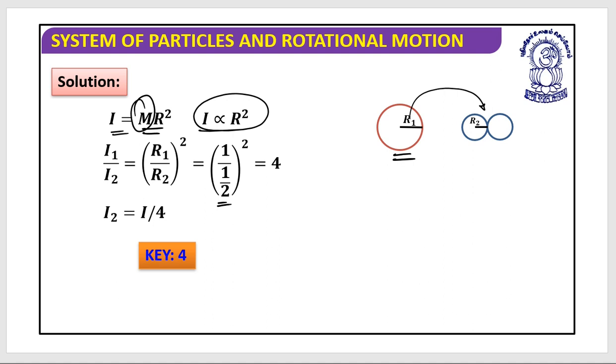So I can write I1 by I2 equals R1 by R2 whole square. For R1 it is R, then for R2 it is R1 by 2, which gives 1 by 2 whole square, which is 4. So I2 can be written as I by 4. It is as simple as that. I hope you can do this.